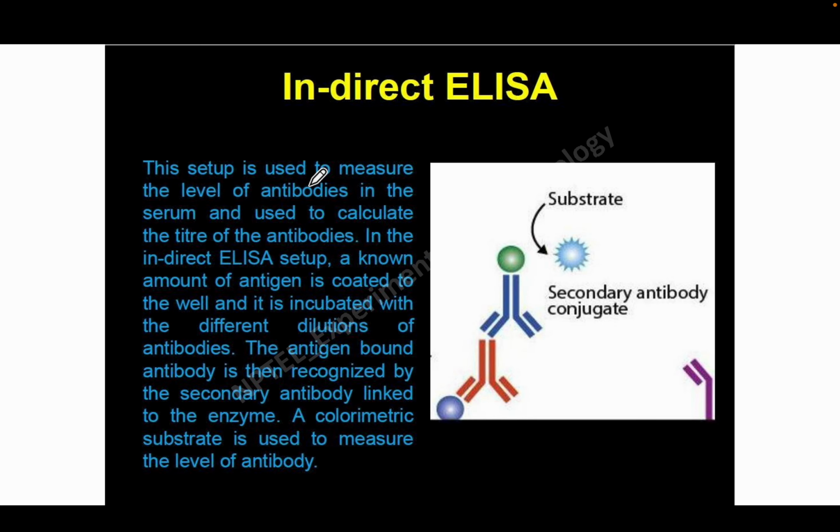Indirect ELISA. This setup is used to measure the level of antibodies in the serum, used to calculate the titer of the antibodies. In indirect ELISA, a known amount of antigen is coated to the well and it's incubated with different dilutions of antibodies. The antigen bound antibody is again recognized by a secondary antibody. So the principle is like Western blot.